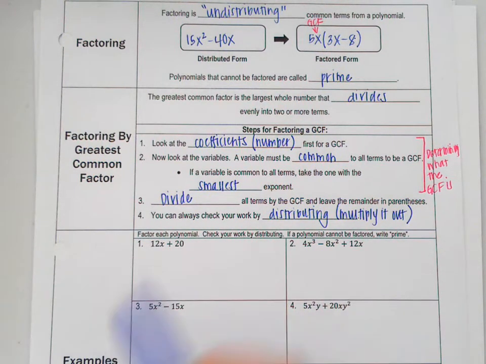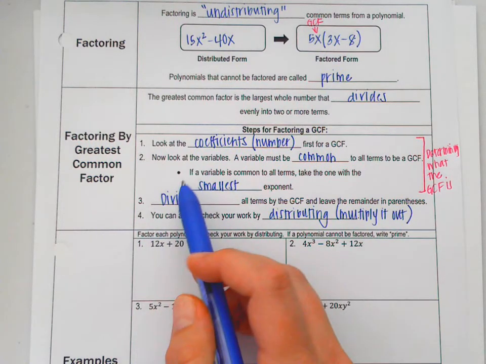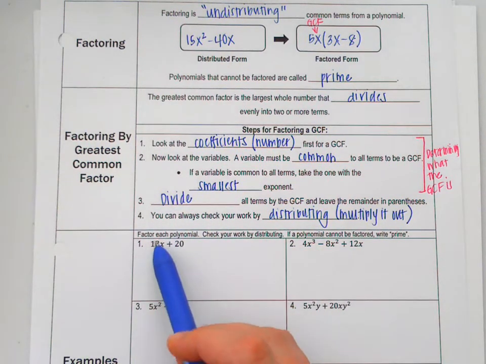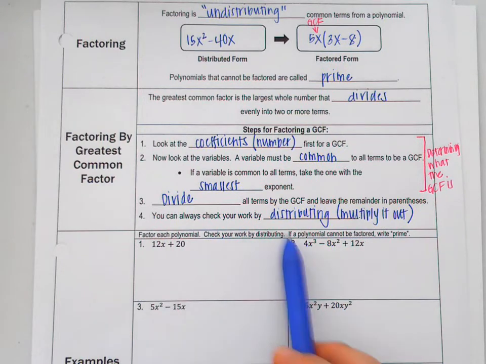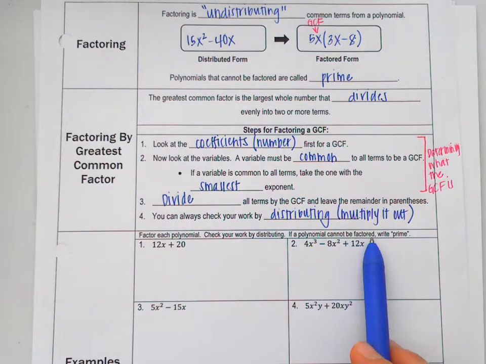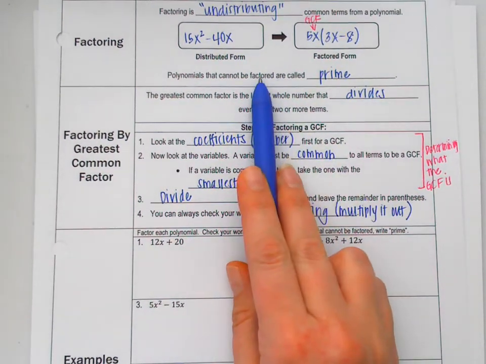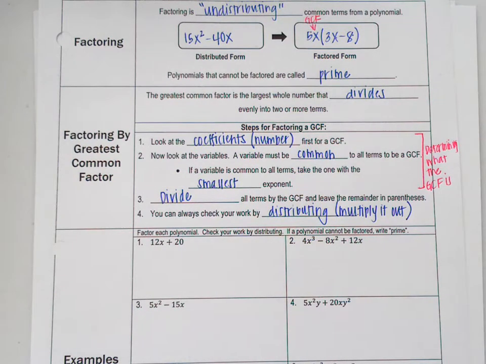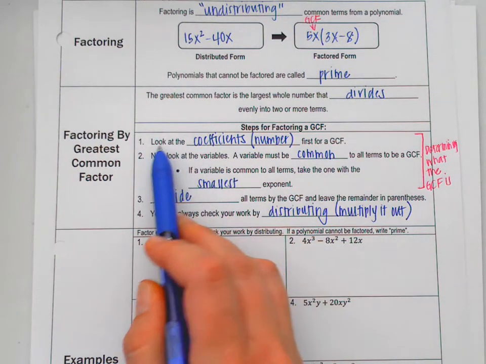Okay, so this first one, let's go through the steps. It says factor each polynomial, check your work by distributing. If a polynomial cannot be factored, rewrite prime, just like it said up there. Polynomials that can't be factored are called prime. So our first step is to look at the coefficients.